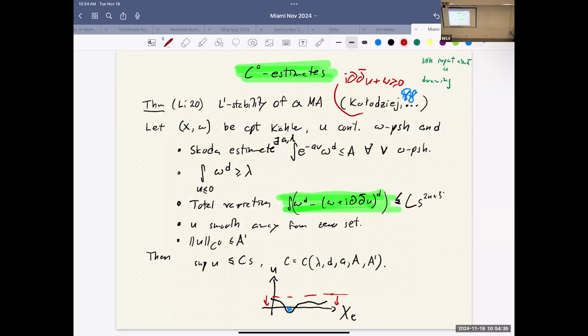Could you elaborate on the Skoda estimate? When is it fulfilled? Do I read this correctly? That's an assumption on X, omega. Yes, exactly. So what are the criteria when this is fulfilled, and when may it not be fulfilled? So there is always such a Skoda estimate if you fix a Calabi-Yau manifold.